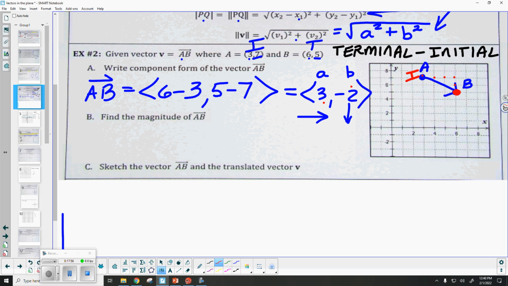Okay. Any questions on how to find the terminal point? Or excuse me, the component form. Okay, well, let's try part B. Find the magnitude of AB. So what's the notation for magnitude? The 2 bars. There we go, the double bars.